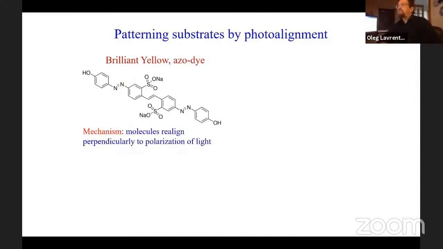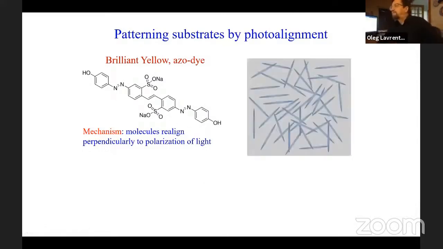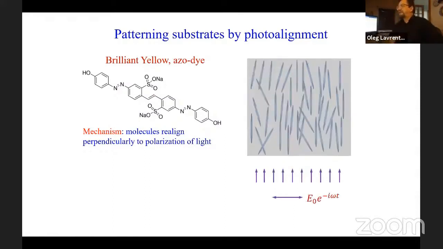You see here a molecule that belongs to the class of azo dyes, and it contains the azobenzene groups that are very sensitive to light. They would realign in the presence of linearly polarized light, as shown in this picture. This alignment occurs simply because of trans to cis isomerization of the molecules, and when they are aligned perpendicularly to the polarization of light, they cannot engage into this isomerization, and so this is the stable state of the molecule.